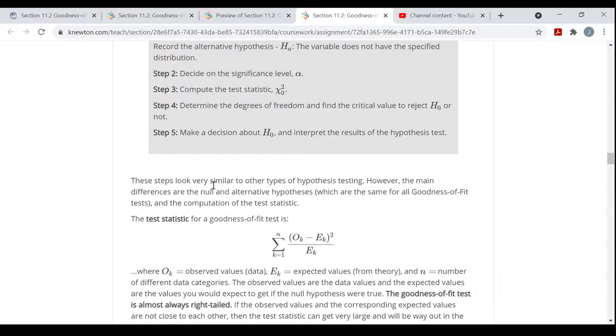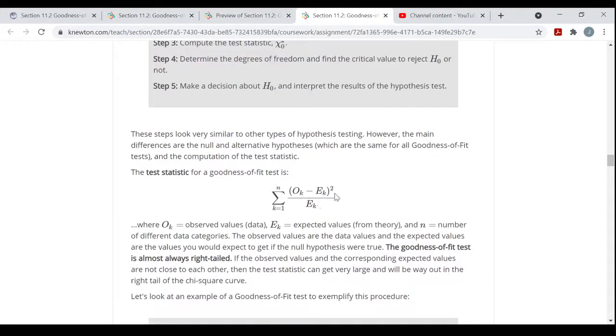So again, these steps look similar to other types of hypothesis testing. However, the main differences are the null and alternative hypotheses, which are the same for all goodness of fit tests, and the computation of the test statistic. Hopefully you recall this stuff. This was in another objective in this assignment, on calculating the test statistic, where I take each observed value minus each expected value, square that, divide by the expected value corresponding to it, and then add all those up for every category.